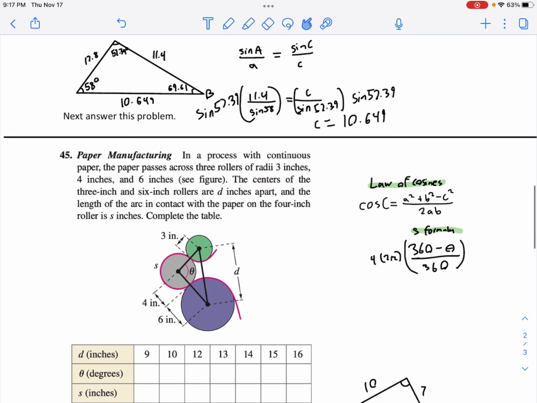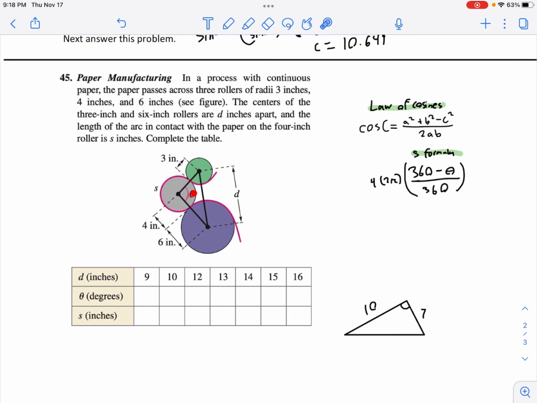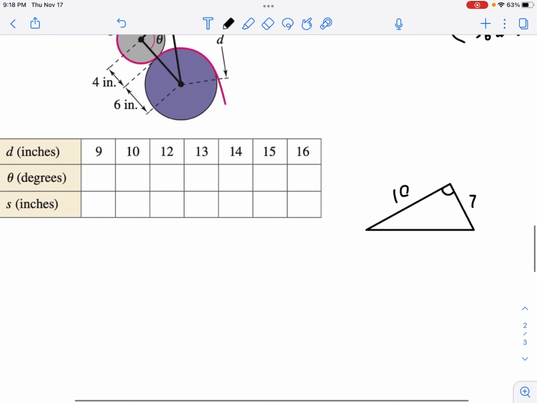Okay, so now we have the next problem. Here we're trying to find the angle theta right there. And we have this side, which could be 10. And we have this side, which could be 7, because 4 plus 3. So we have 10, 7, but we don't have any angles, so we can't use the law of sines. We'll have D, so we'll have all of these. We'll put 9 for now, because it says 9, so our D will be 9.